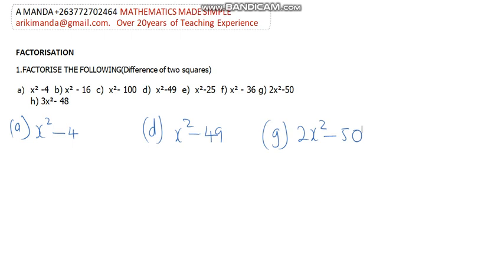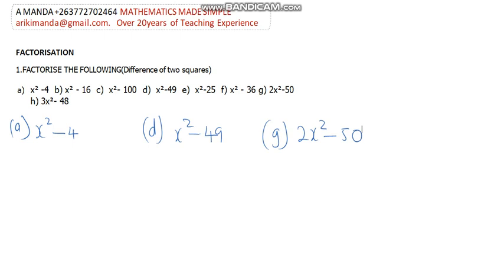Let's look at factorization, where we are factorizing an expression known as difference of two squares. This is the simplest of them all. The two parts of the expression are all perfect squares. For us to understand this, let's go into detail.